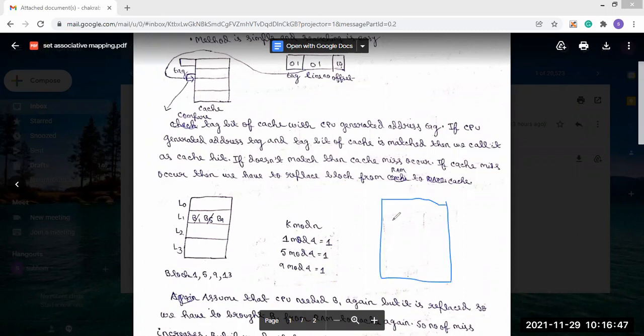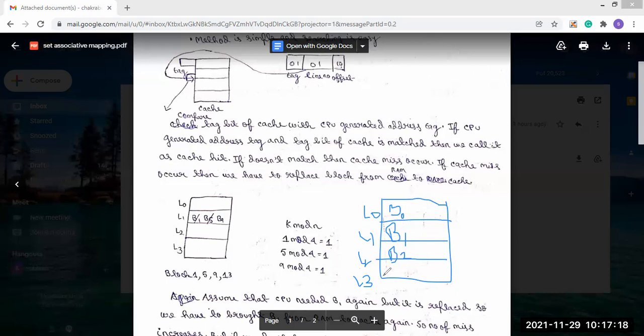Let's say this is our cache, as we are taking the example, and this cache is divided into 4 lines: L0, L1, L2, and L3. Now we have blocks that are present there. In line number 1, block number 1 will be present. In line number 0, block number 0 will be present.